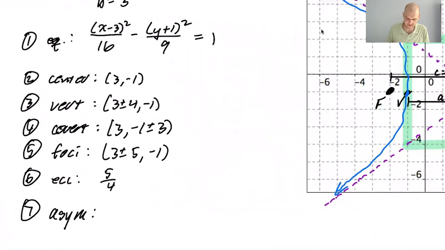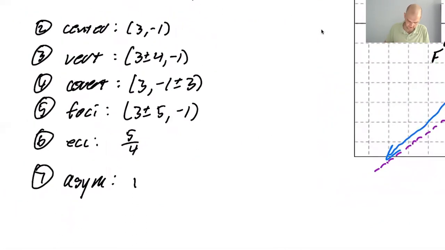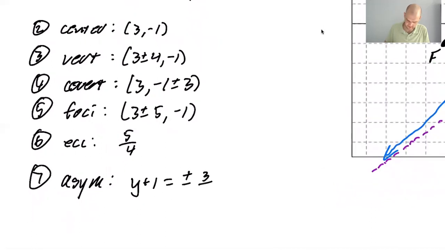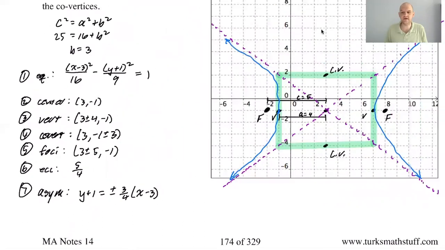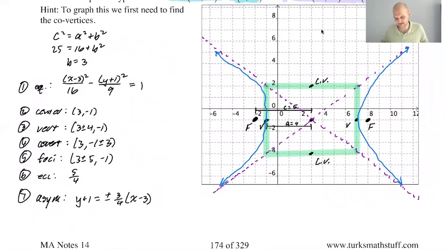I prefer to always do it by changing this to a 0, which effectively changes this to an equal sign, which means I want to bring this over. So I have 9 over 16, and then square root it. So it's going to be y plus 1 equals plus or minus 3/4 times x minus 3. That's how I choose to do it. You can do it however you want, as long as you're getting it right. That's the key.